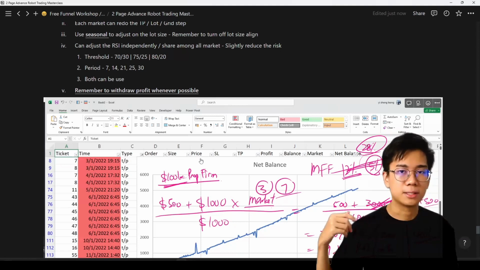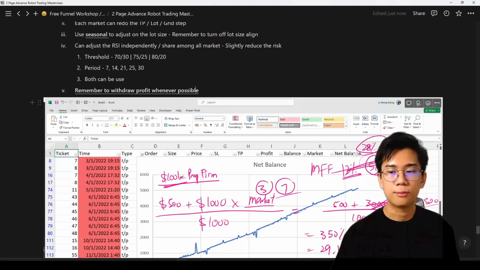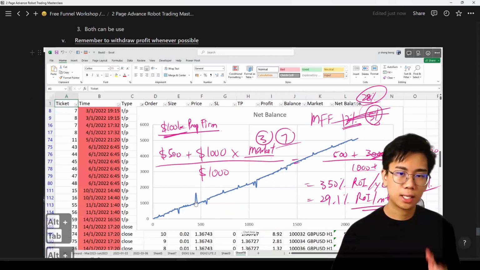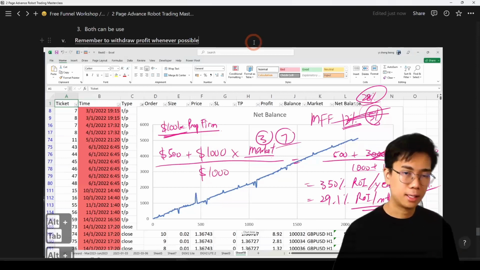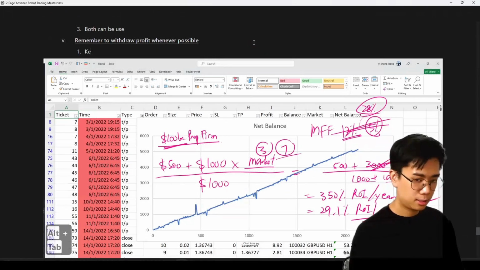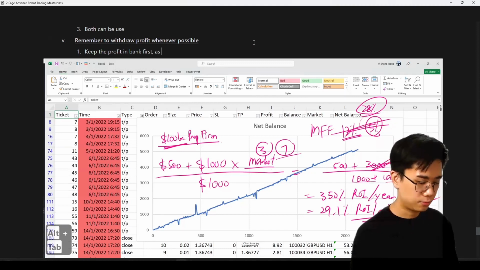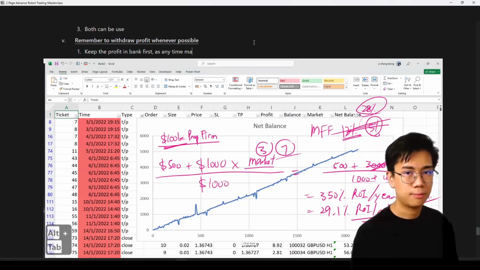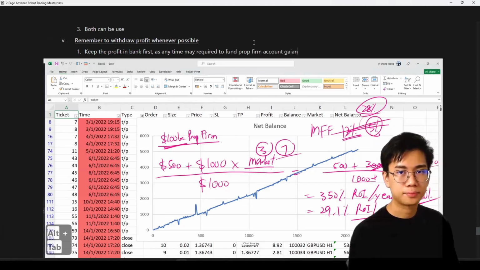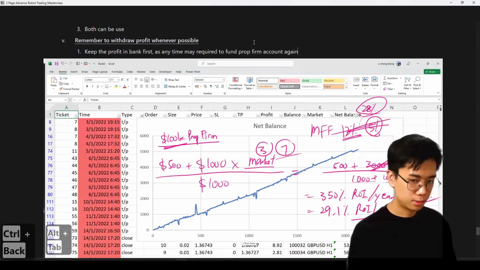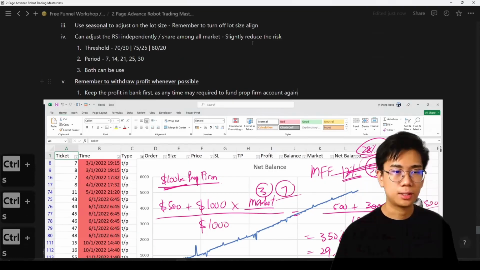just keep it first, because you may need to use it anytime to refund the second account. Let's say the market is so chaotic that suddenly you fail the profit account and have to pass again, then you have to use some funding back. Keep the profit in the bank first, as any time you may be required to fund the firm account again. This is something to take notes of.